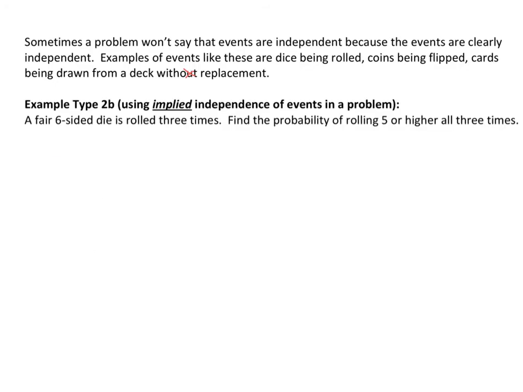Sometimes the problem won't say that events are independent because the events are clearly independent, and you're supposed to sort of imply that. Examples of events like these are dice being rolled, coins being flipped, and cards being drawn from a deck with replacement. It's really important that the cards are replaced because otherwise when you take a card out, it's going to change the probability of the other things.